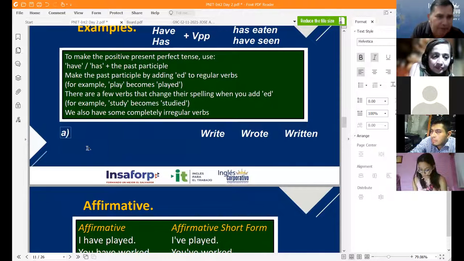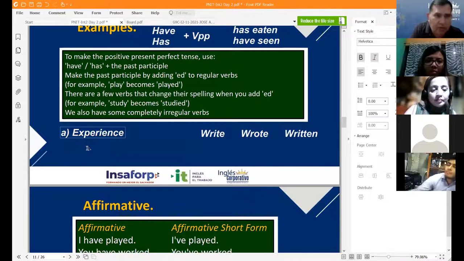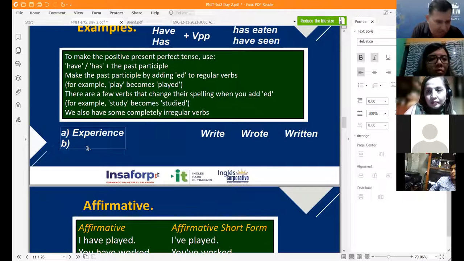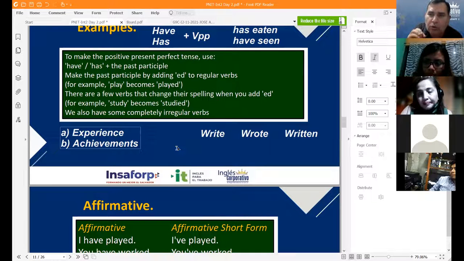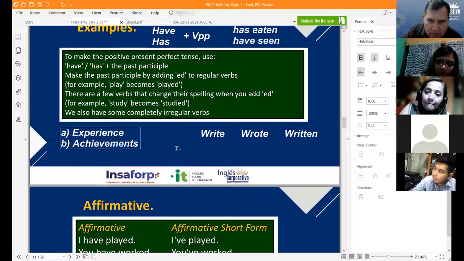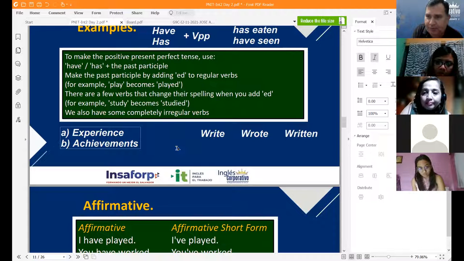Ha comido, have eaten. The function is for different things. Number one, we use the present perfect to talk about experience. Number two, achievements. You say, teacher, what's an achievement? An achievement is an event that we have concluded satisfactorily, something that we have concluded well. Let us imagine that you finish university. That is an important achievement.